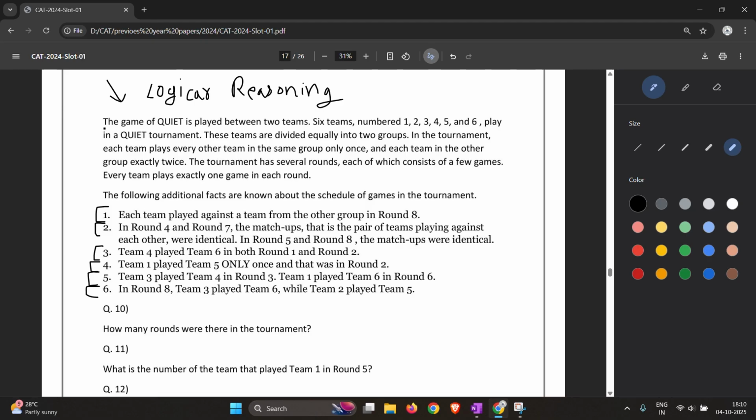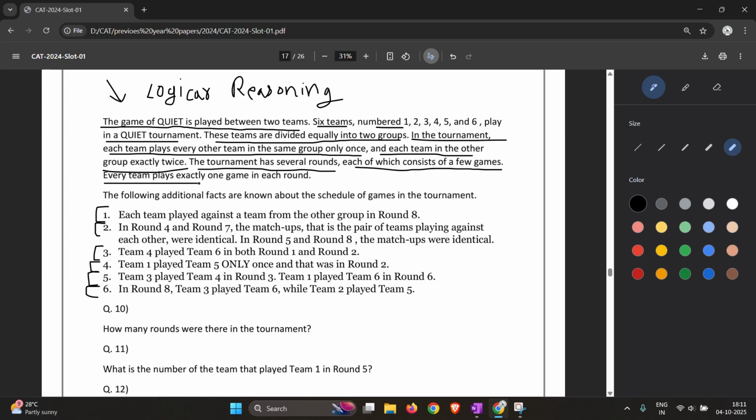So let's go ahead. The game of quiet is played between two teams. Six teams numbered 1, 2, 3, 4, 5, 6 play in a quiet tournament. These teams are divided equally into two groups. In the tournament, each team plays every other team in the same group only once, and each team in the other group exactly twice. The tournament has several rounds, each of which consists of a few games, and every team plays exactly one game in each round.